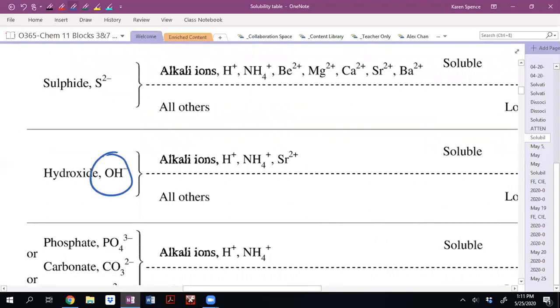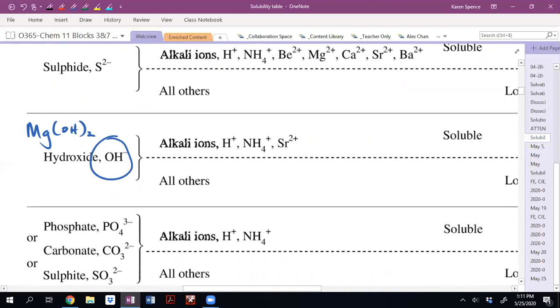We found it, and remember we were putting it together with magnesium, and we were going to decide if that was soluble or not. So hydroxide, we don't have hydrogen or ammonium or strontium. Is magnesium an alkali ion? No, it is not.